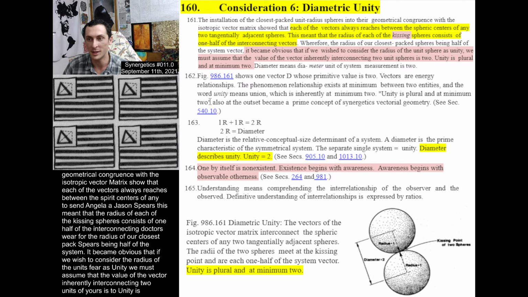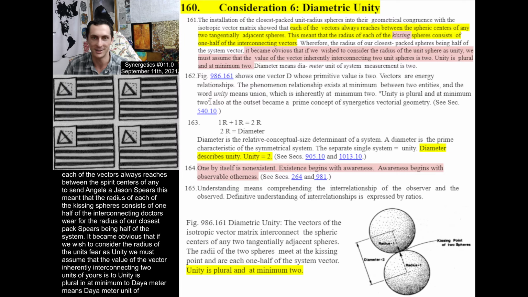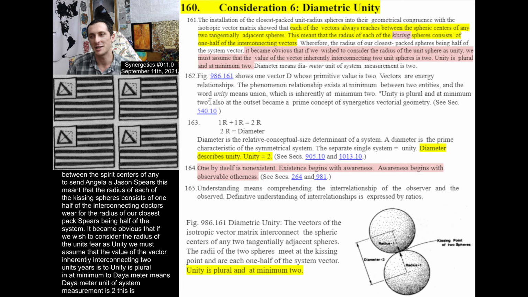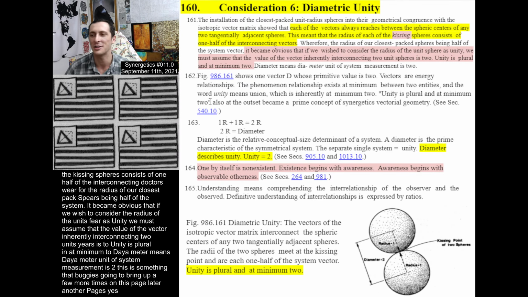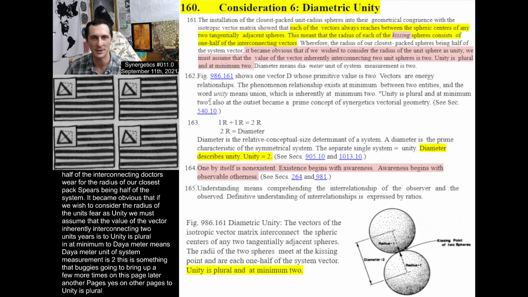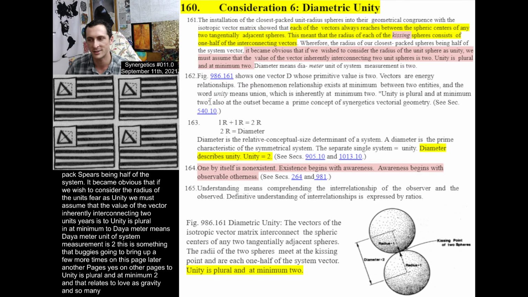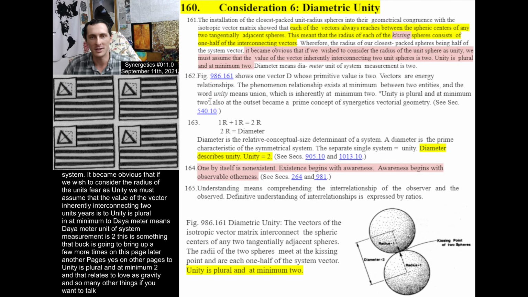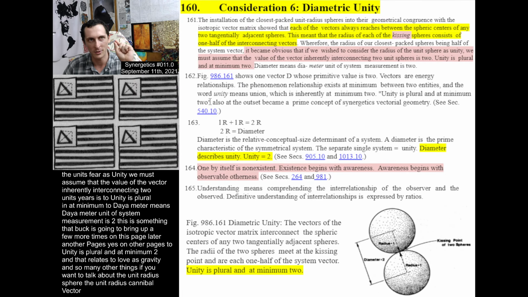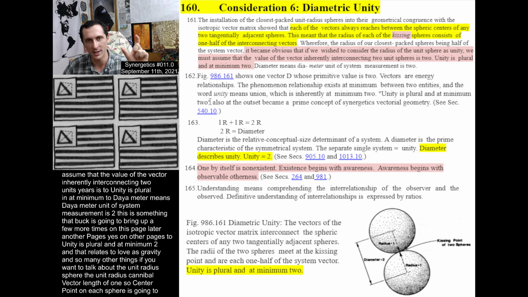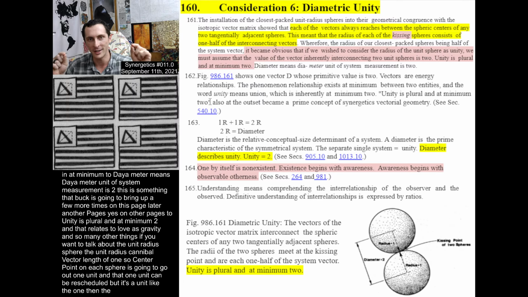Unity is plural and at minimum 2. Diameter means diameter unit of system measurement is 2. This is something that Bucky's going to bring up a few more times on this page, and on other pages too. Unity is plural and at minimum 2. And that relates to love as gravity and so many other things. If we want to talk about the unit radius sphere, the unit radius cannonball, vector length of 1, the center point of each sphere is going to go out 1 unit. That 1 unit can be rescaled, but it's a unit length of 1. Then the diameter is 2r.